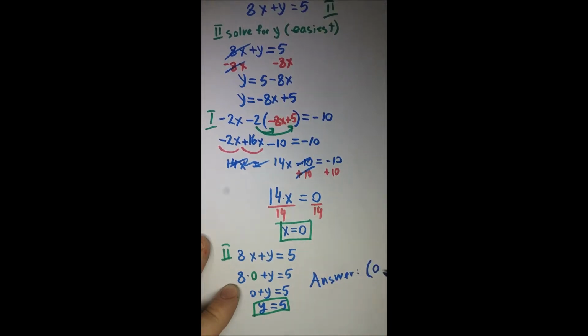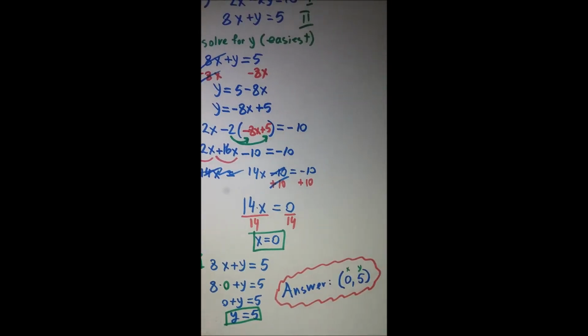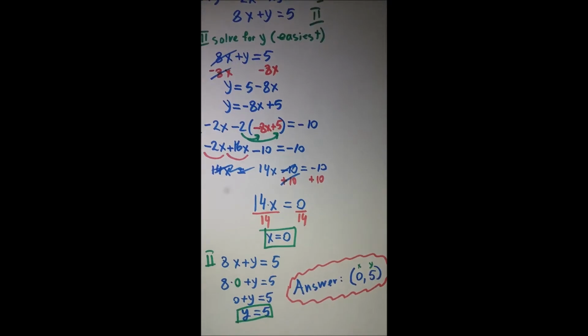X is 0, y is 5. Okay, and I'm going to mark it here. You don't have to do that, x and y. But what I would like for you to do is to go fancy and bubble or cloud, whatever this thing is. There you go. That's how you do it.